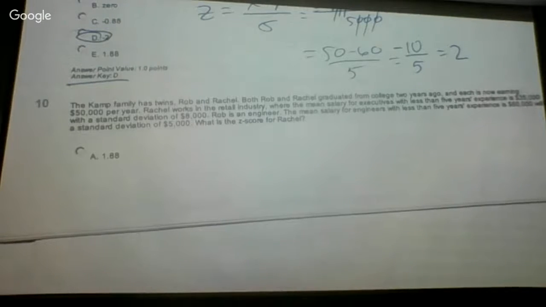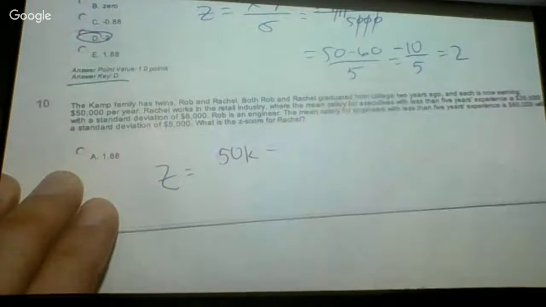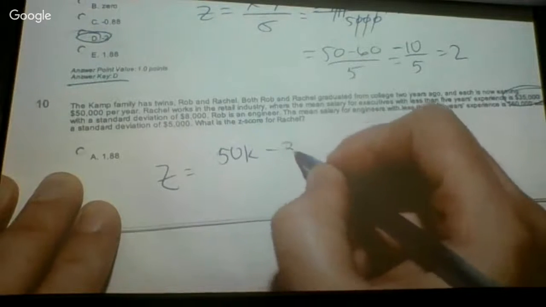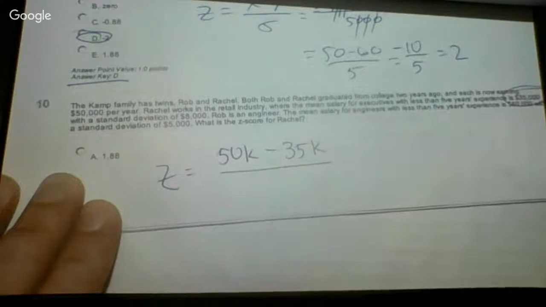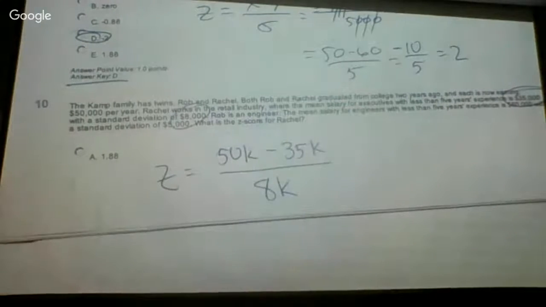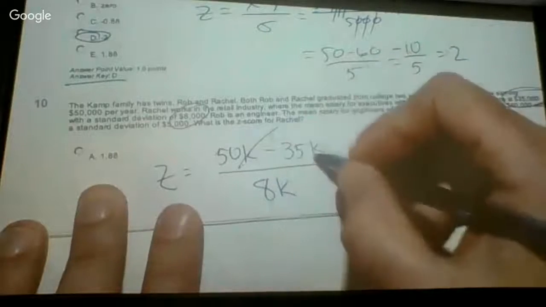Moving up the pace now that we're talking about Rachel. Same context as before, but the mean and the standard deviation is going to change. Rachel makes 50,000. The average for people in her industry is 35,000. Standard deviation is 8,000 for her industry. So in order to calculate Rachel's Z-score, by the way, 50K, 35K, 8K, I'm just getting rid of K's. Same way I got rid of K's up here.